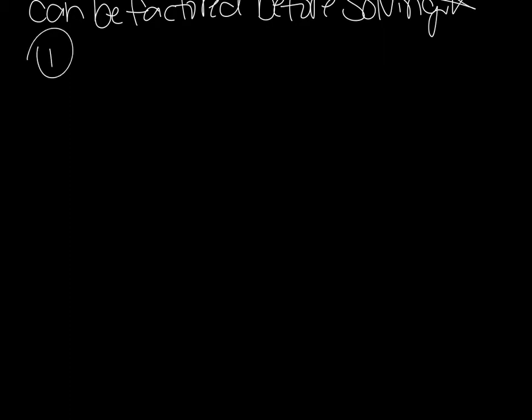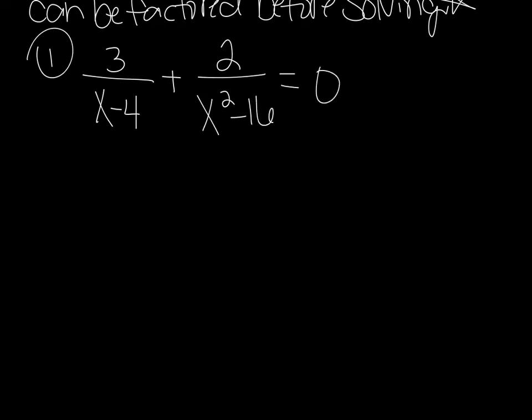Like I said, I only have 3 examples. Let's do 3 over x minus 4 plus 2 over x squared minus 16 equals 0. Now, before we used to jump right to doing the least common denominator, but today we're going to check if there are any parts of my equation that I can factor. We are going to do that first. So look at all the different parts of this equation. Is there anything that can be factored?